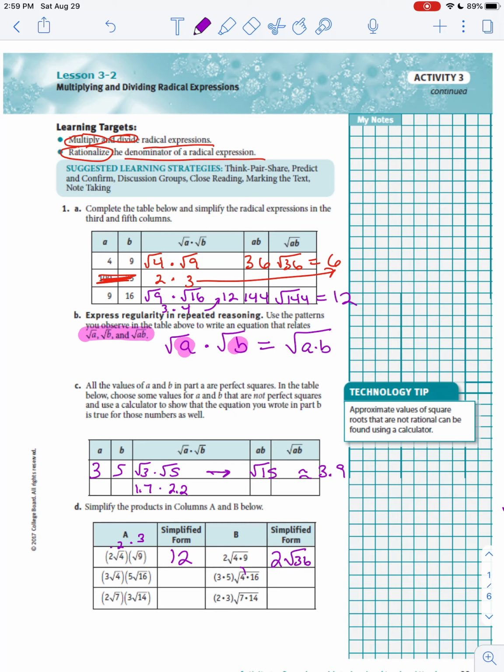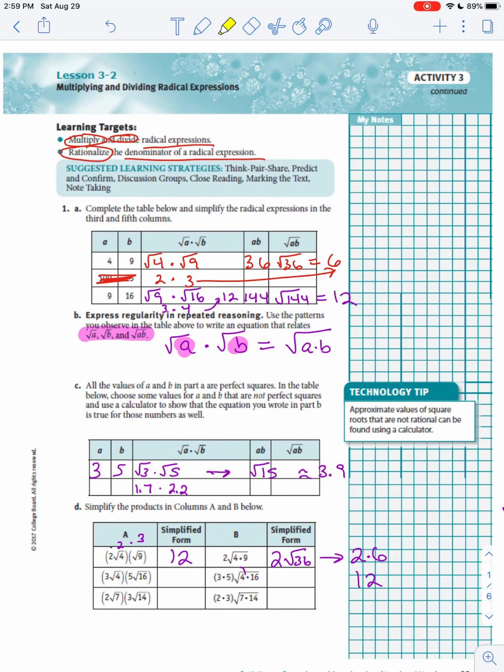That's actually 2 root 36. But guess what? The square root of 36 we know. That is 6. We also get 12. So basically the rule is you want to multiply the outsides together and the insides together.